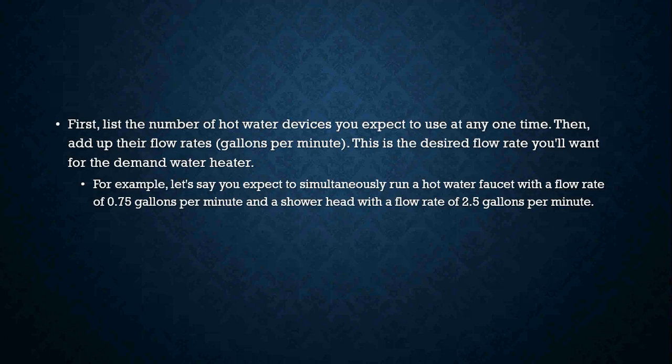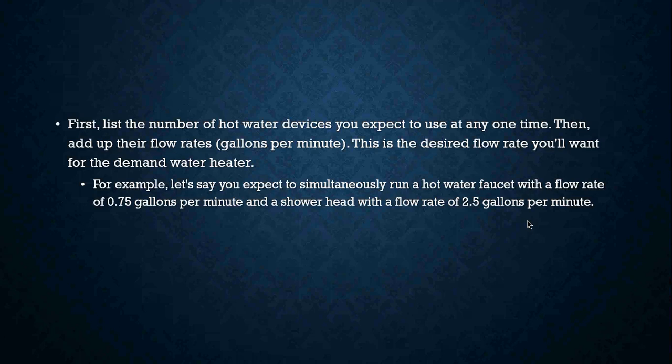We are going to size that hot water heater for every hot water faucet in the building to be on at the exact same time to give the same amount of hot water at a given rate. Okay, so for example here, let's say you expect to simultaneously run a hot water faucet with a flow rate of 0.75 gallons per minute and a shower head at a flow rate of 2.5 gallons per minute. Those two areas are going to be on at the exact same time.